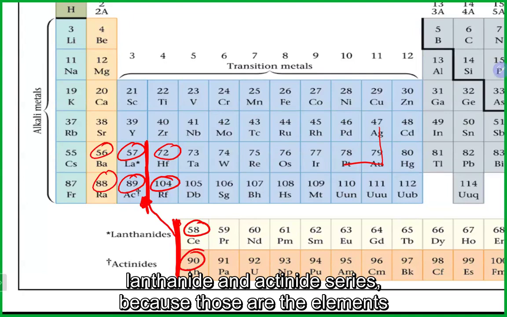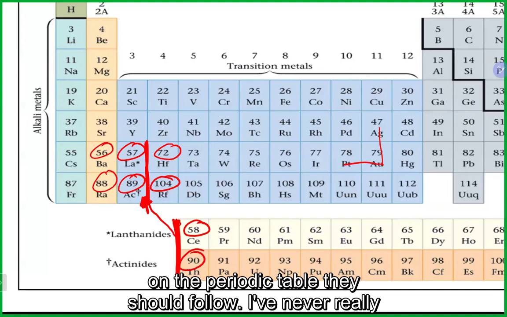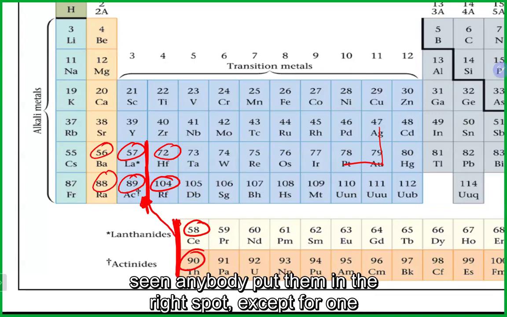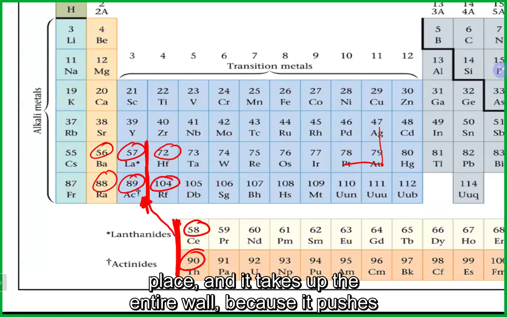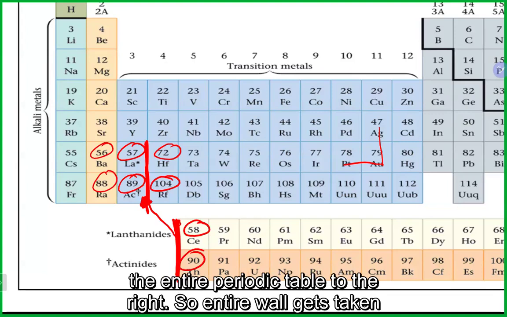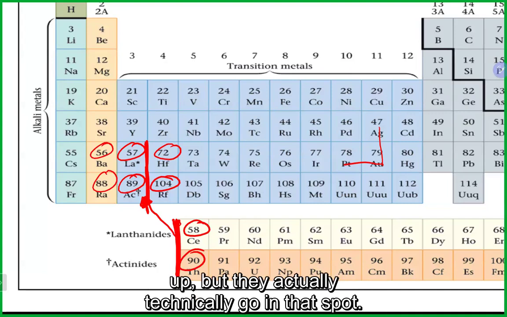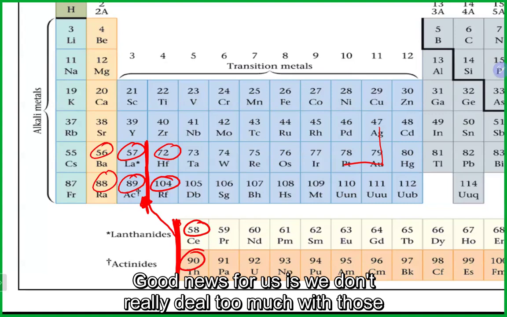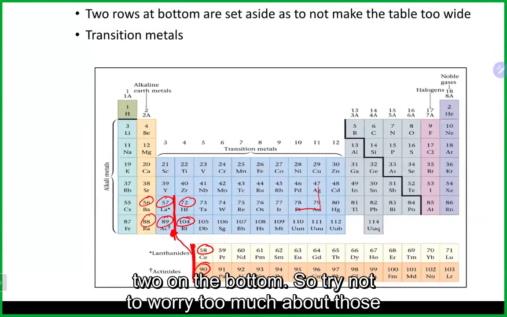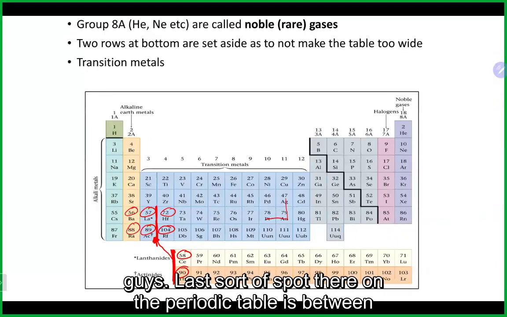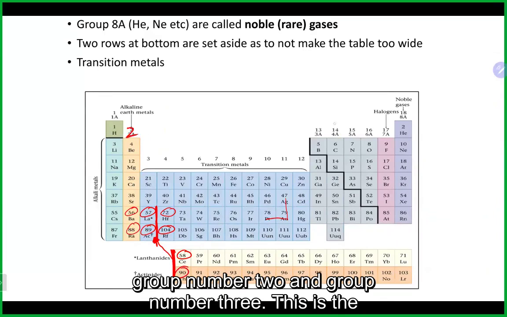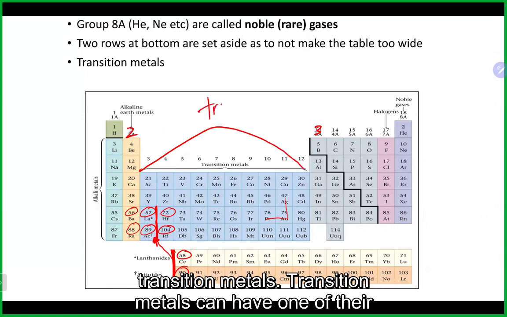They are called the lanthanide and actinide series because those are the elements on the periodic table they should follow. I've never really seen anybody put them in the right spot except for one place, and it takes up the entire wall because it pushes the entire periodic table to the right. But they actually technically go in that spot. Good news for us is we don't really deal too much with those two on the bottom, so probably not to worry too much about those guys. Last sort of spot there on the periodic table is between group number 2 and group number 3. This is the transition metals.